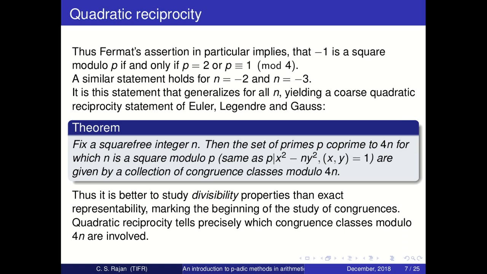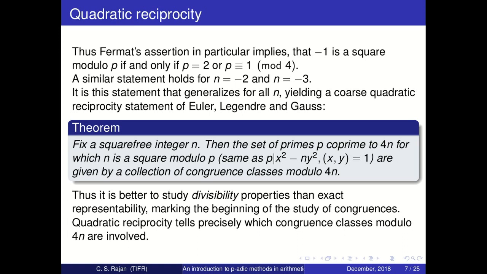It is this statement that generalizes for all n, yielding the quadratic reciprocity statement of Euler, Legendre and Gauss. As I said, Euler got to this around the end of his lifetime, the quadratic reciprocity law. He didn't get a proof. Legendre claimed a proof, but people are not convinced of it. And Gauss, at the age of 17 or 18, came along, discovered the quadratic reciprocity law and proved it also. So there's no time gap between discovery and proof for Gauss. It was at the very young age of 18.